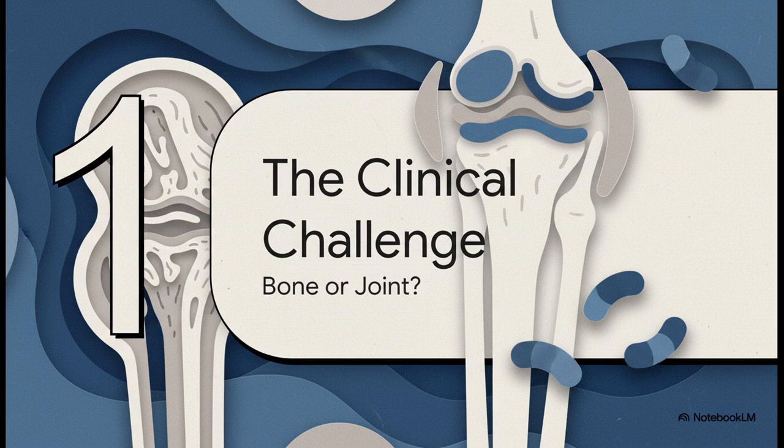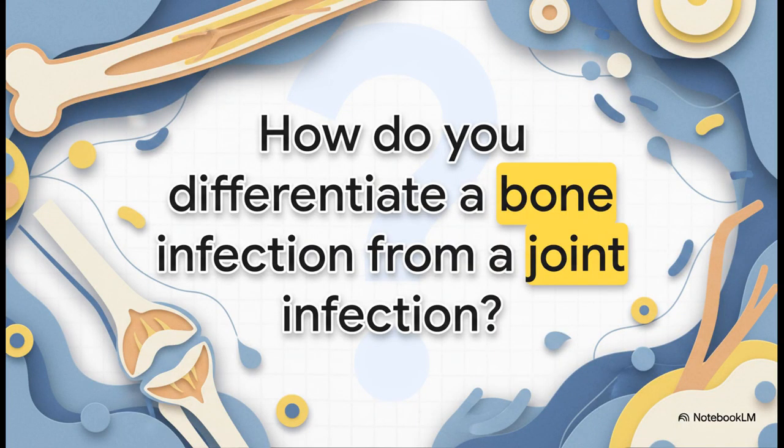Okay, let's start with the big problem, the one you're most likely to see walk through the door of the ER or your clinic. So here it is, the big question. A patient comes in with a fever, a swollen limb, and they're in a ton of pain. Is it the bone or is it the joint? The answer you land on here is a huge deal. It kicks off a whole chain of decisions, and getting it wrong can lead to permanent disability. So let's figure out how to nail this diagnosis every single time.